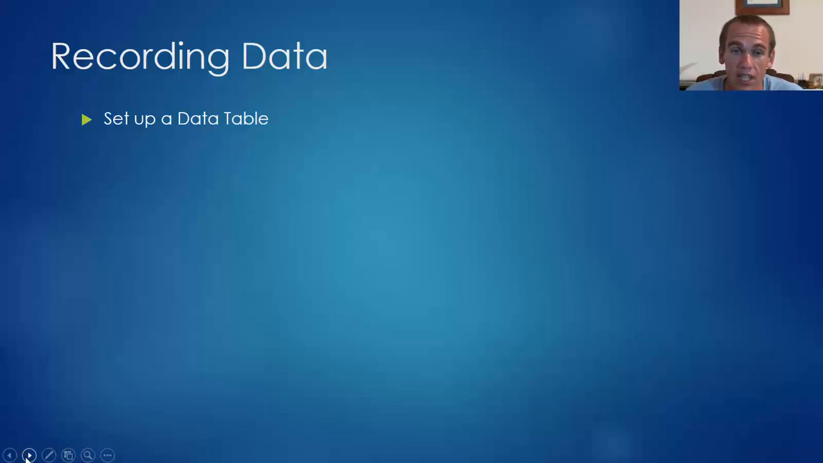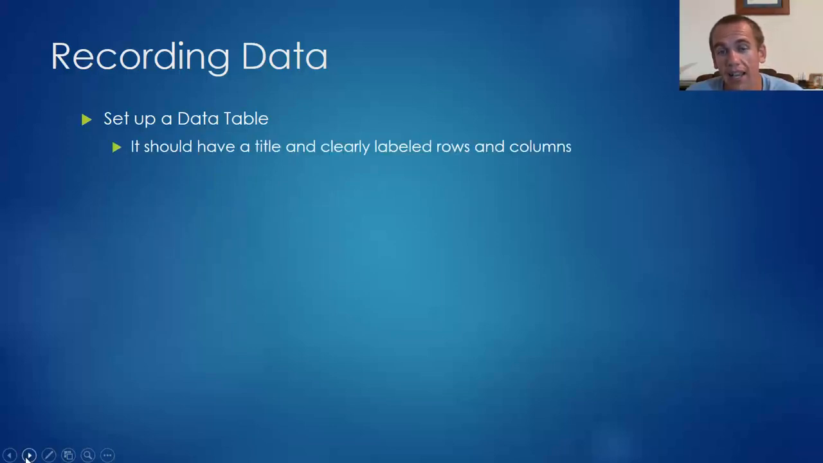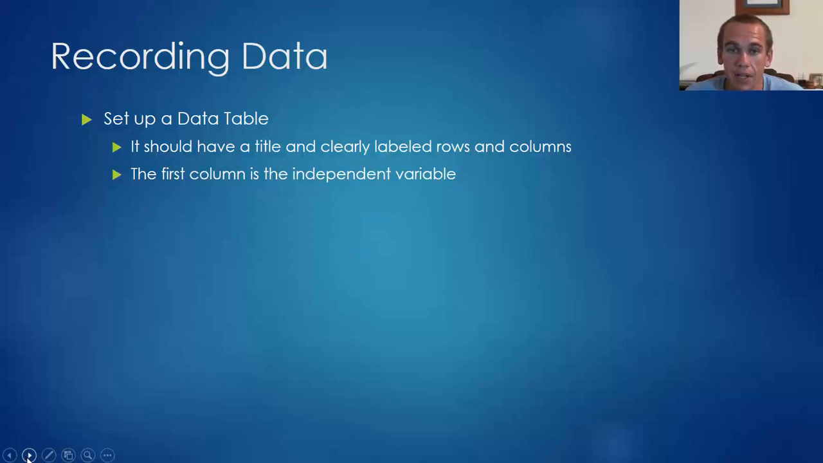Now, once you have your measurements, you need to record them somewhere so you can do something with them, and that's what a data table is for. You will have to set up a data table. It should have a title and clearly labeled rows and columns. Your title is what the data is that you're collecting, and then your rows and columns are going to have the information. Your columns are going to be the variables. The first column is the independent variable.